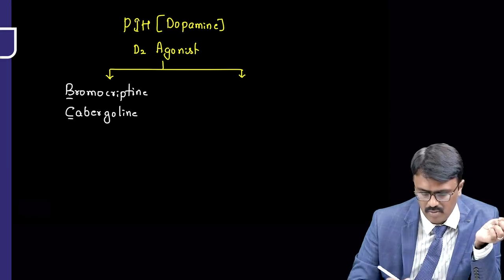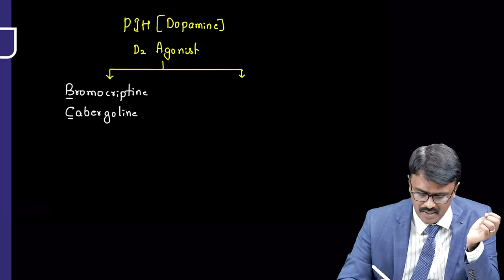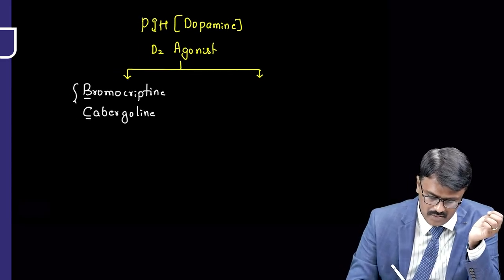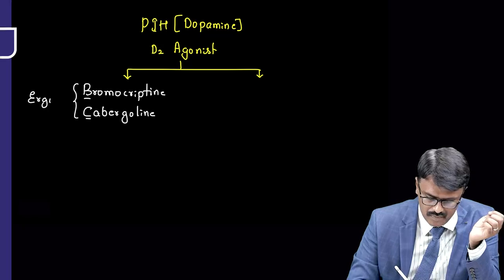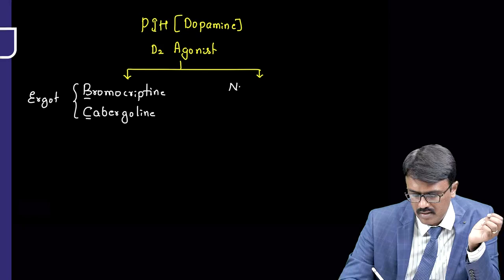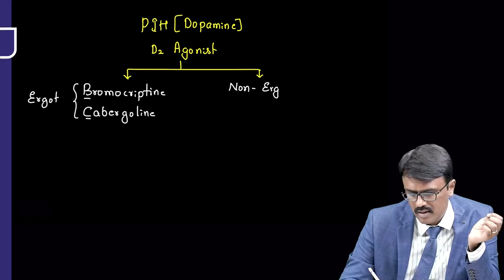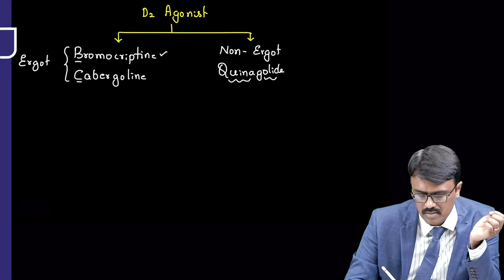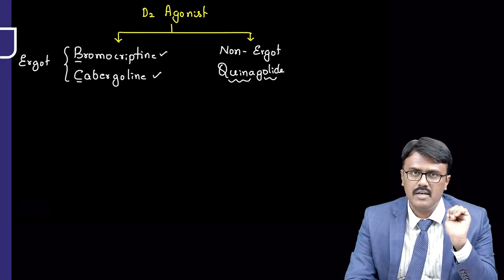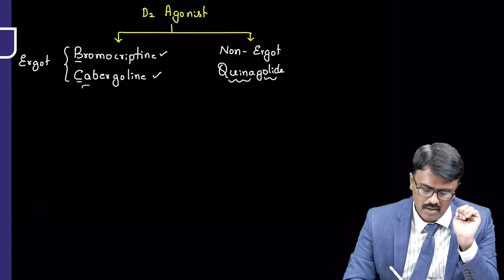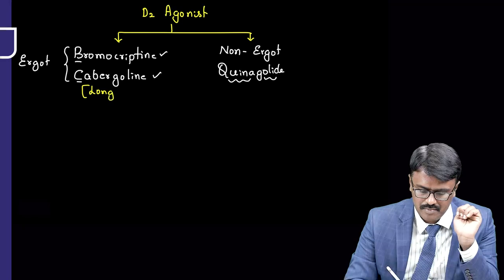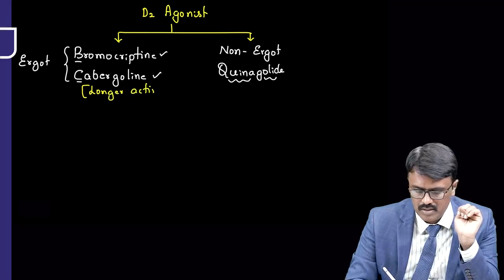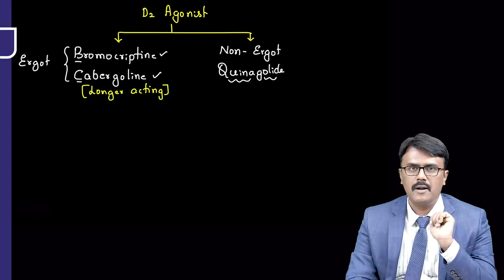So B and C, bromocriptine and cabergoline, these are derived from ergots. And we have one more drug which is non-ergot, and the name is quinagolide. But remember, the most important drugs to remember are bromocriptine and cabergoline. Never forget them. Of the two, the longer acting is cabergoline. Cabergoline is longer acting compared to bromocriptine.